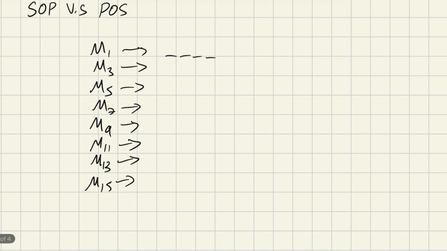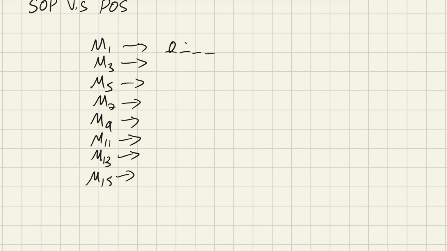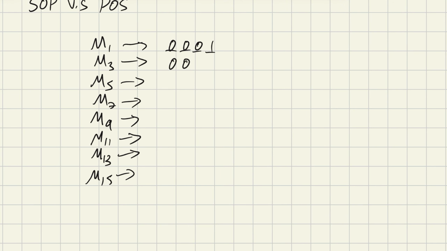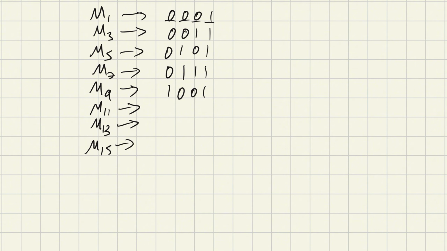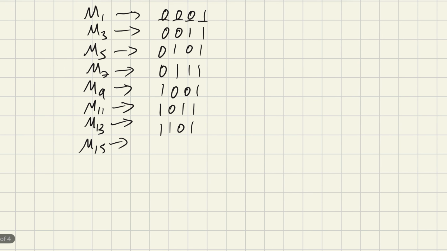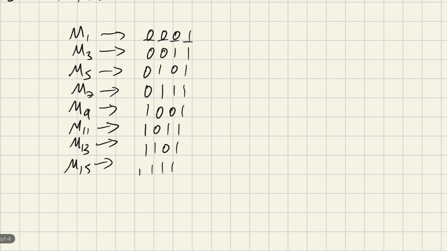So max term 1 corresponding to 1 would be in binary 0, 0, 0, 1. Then max term 3 would be 0, 0, 1, 1. Max term 5 would be 0, 1, 0, 1. Max term 7 would be 0, 1, 1, 1. Max term 9 would be 1, 0, 0, 1. Max term 11 would be 1, 0, 1, 1. And max term 13 would be 1, 1, 0, 1. And finally, max term 15 would be 1, 1, 1, 1.